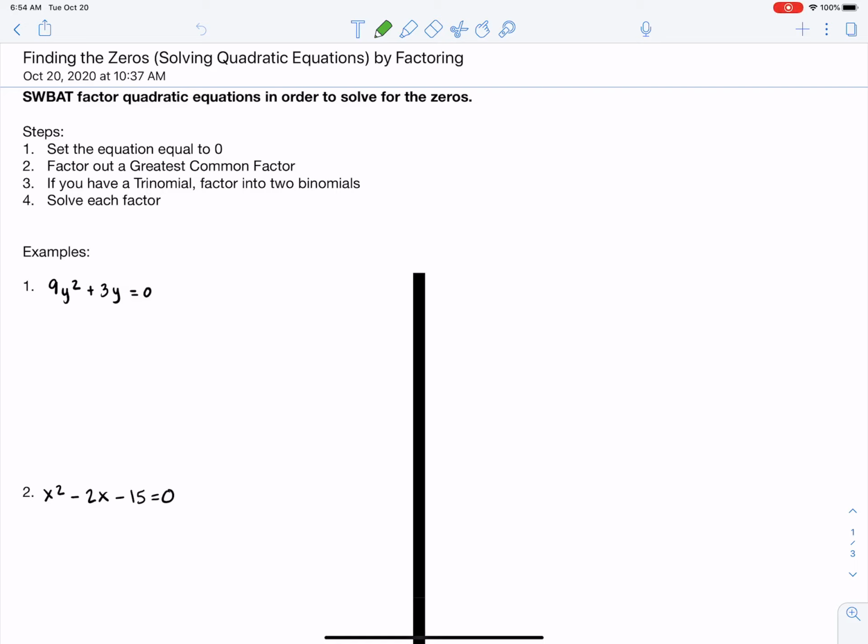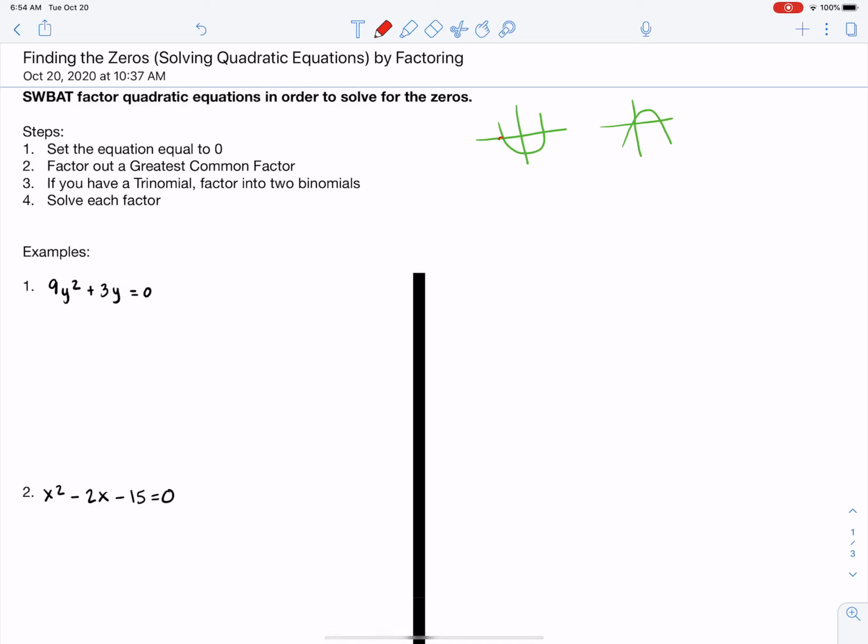Okay, in today's video, our goal is that the student will be able to factor quadratic equations in order to solve for the zeros. So I need you to think back to yesterday. Yesterday, we looked at quadratic graphs. You built quadratic graphs, and after you built them, you named the zeros. And the zeros, remember, are also called solutions or roots. There's a bunch of names for zeros.